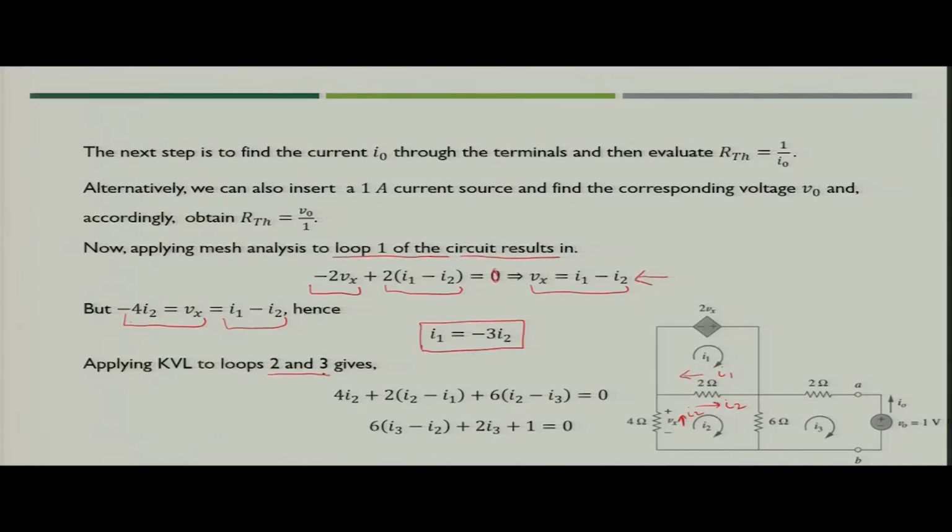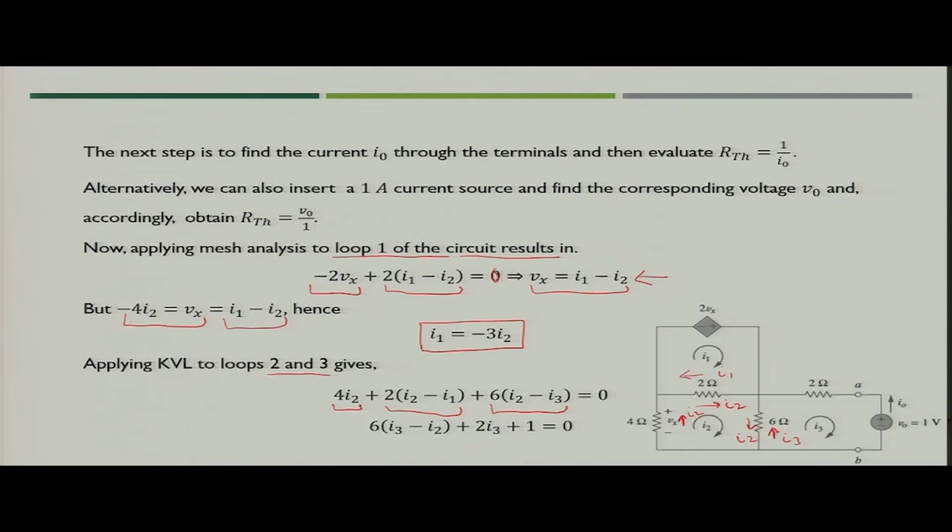We have to apply KVL for loop 2 and 3. So, for loop 2, if you apply KVL, what will happen? The I2 is going in this direction, so it will be 4 I2 plus 2 times (I2 minus I1), because I2 in this direction, I1 in opposite direction. You will have 2 times (I2 minus I1). Similarly, for 6 ohm also, I2 is in this direction and I3 is in opposite direction. So, you will get 6 times (I2 minus I3) equal to 0. So, this you will get from loop 2.